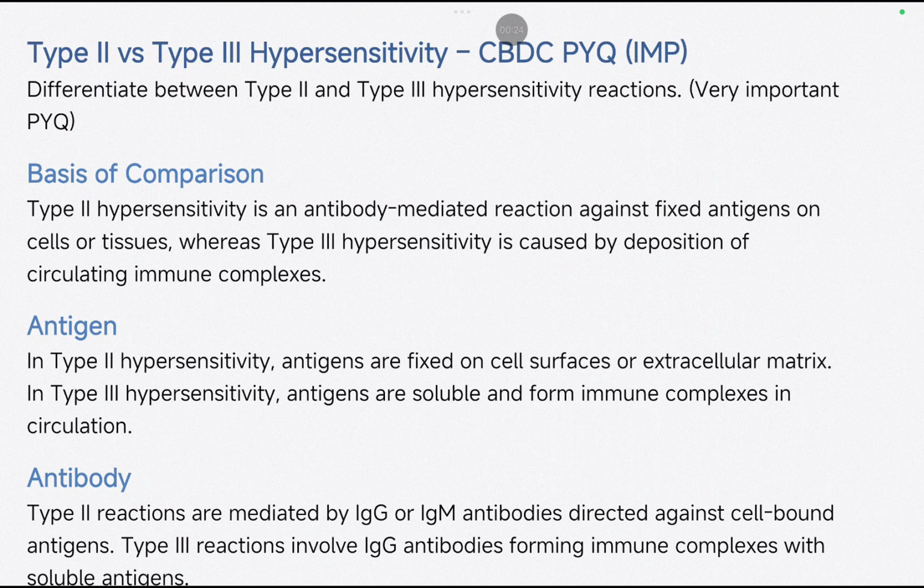See, type 2 hypersensitivity is an antibody-mediated reaction against fixed antigens on cells or tissues, whereas type 3 hypersensitivity is caused by deposition of circulating immune complex. Okay, so at the antigen level, what is the difference? In type 2 hypersensitivity, antigens are fixed on a cell surface or extracellular matrix. They are not floating around. But in type 3 hypersensitivity, antigens are soluble and form immune complexes. So after forming immune complexes, it is in the circulation. So very important point.